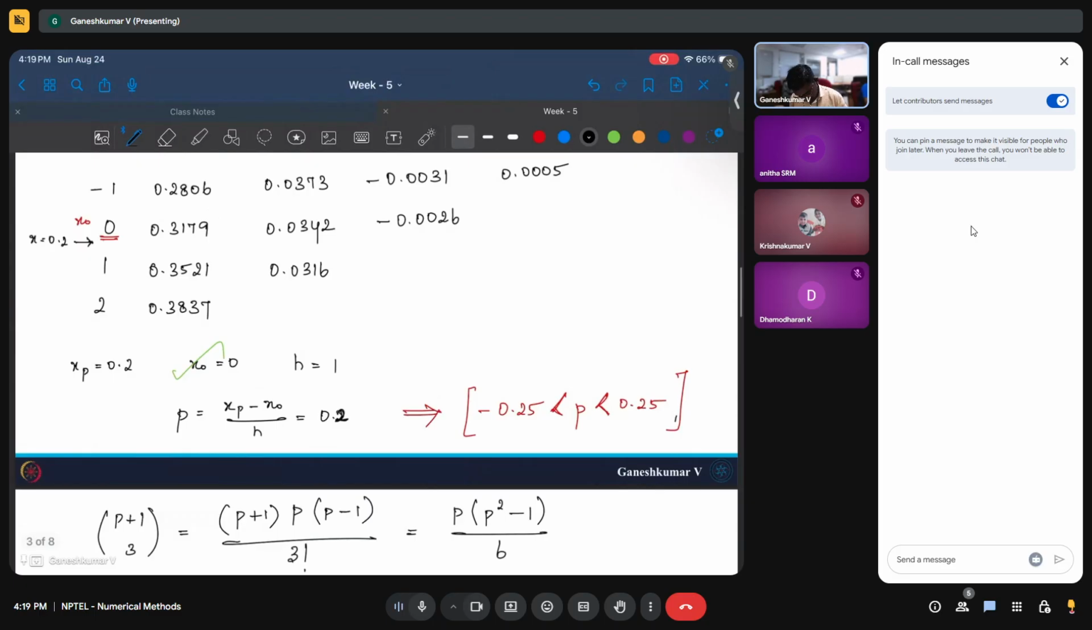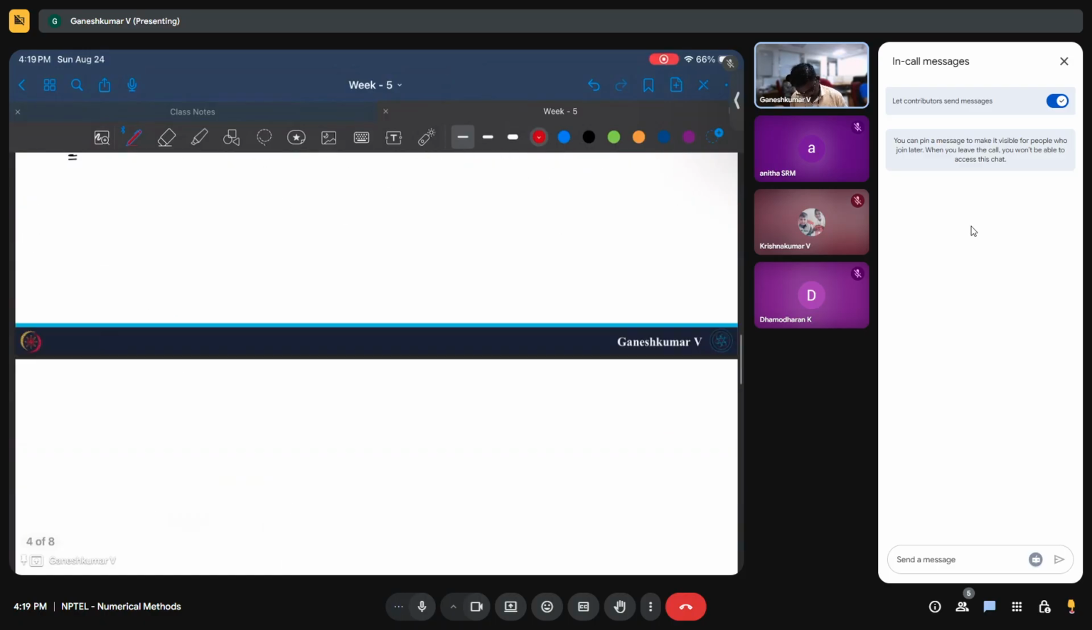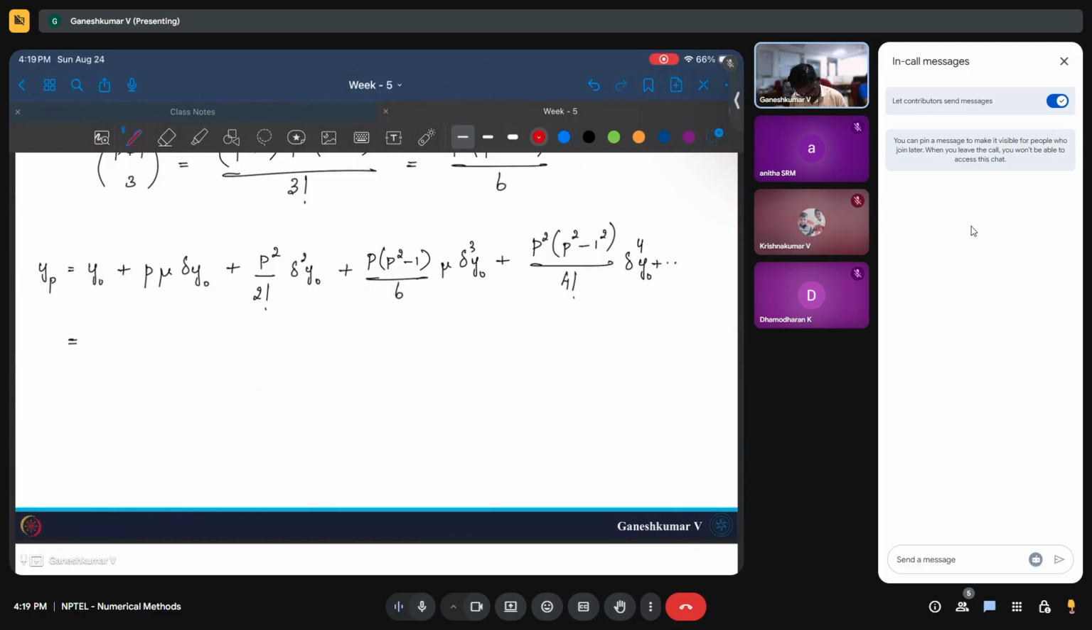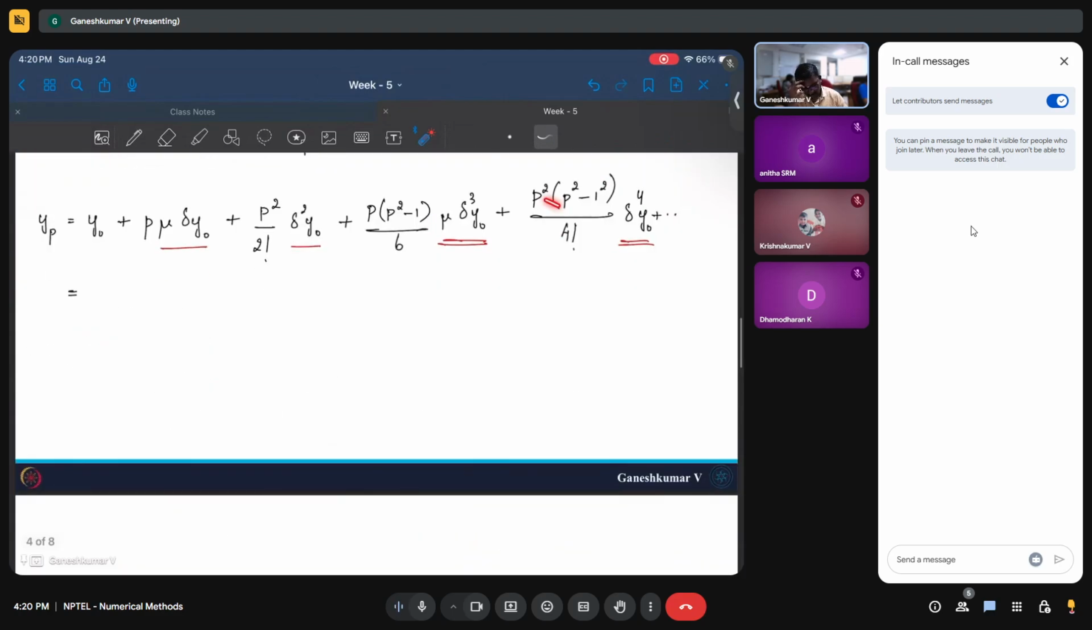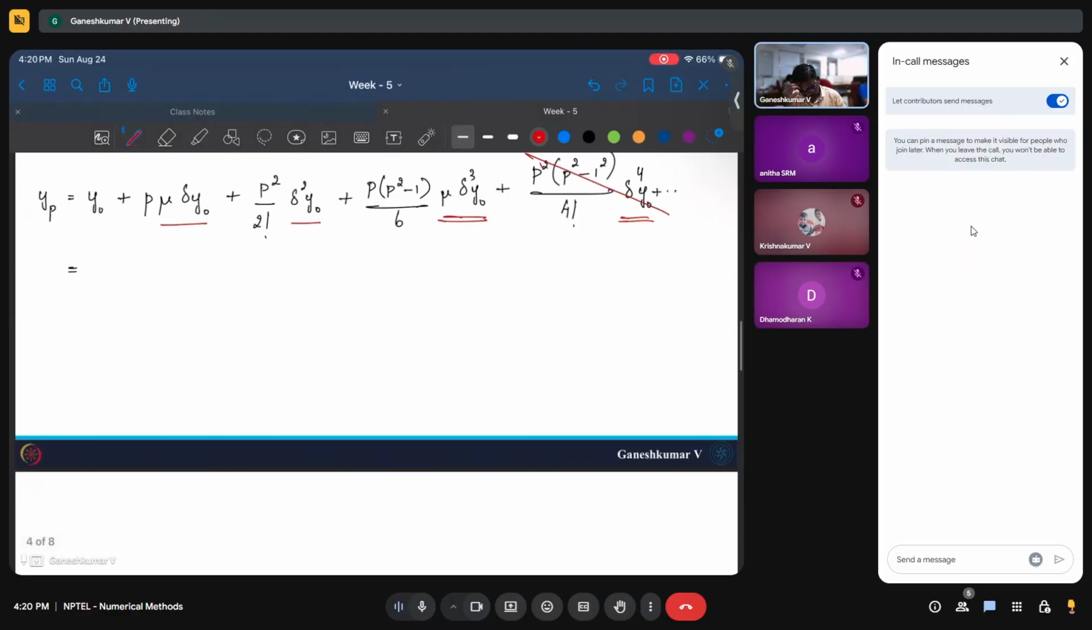Now since you chose this as x naught, this is going to be your y naught. Now you have delta y naught, mu times delta y naught, delta square y naught, and mu times delta cube y naught. Delta power 4 y naught is 0 because the fourth difference is 0 here, so we can ignore this term. The only thing is this mu. Mu is an average operator, which is E to the minus half and E to the plus half divided by 2.